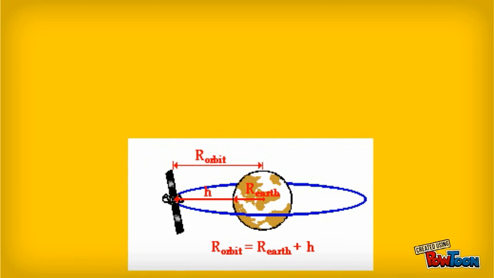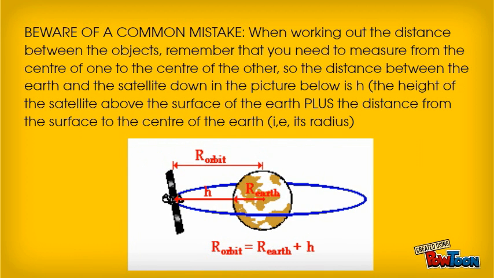Now you need to be aware of a common mistake in working out the distances between objects: you need to measure from the centre of one to the centre of the other. So if you're wanting to work out r for this satellite, which is orbiting the Earth, then you need to add the height of the satellite above the Earth to the radius of the Earth. That's how you'll get the total radius of the orbit.